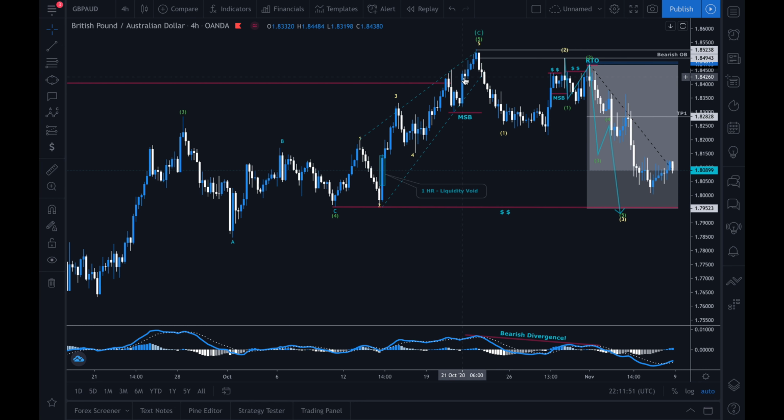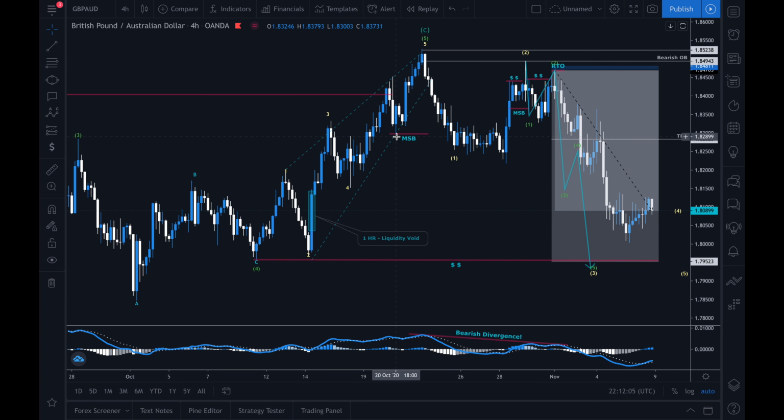So the sellers' stop losses got hunted. Their buy stops got triggered. Those buy orders got stopped out. And then what happens is a buyer stopped out is essentially a seller. So what did we do? We had a break in market structure, a return to origin, and then a push down.